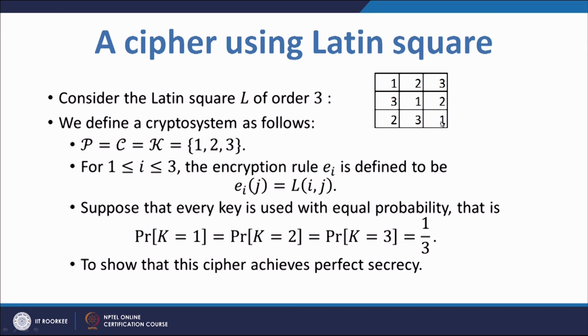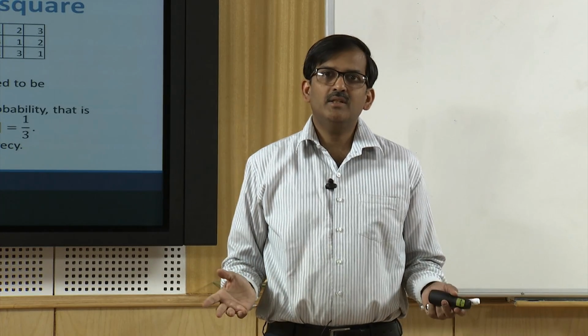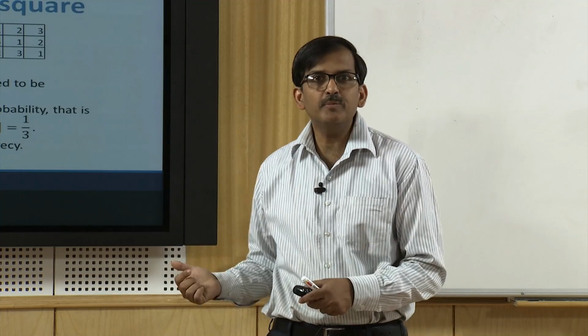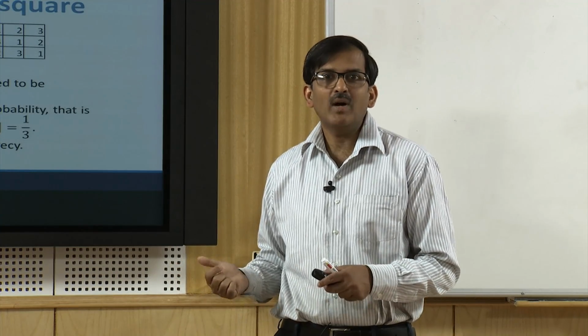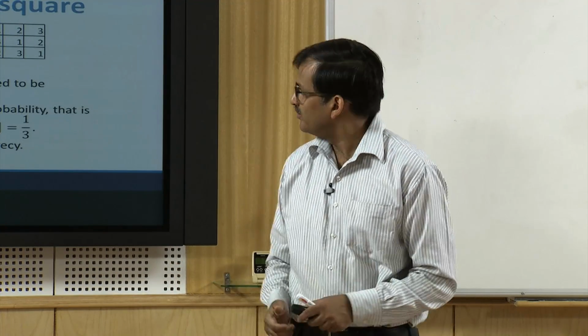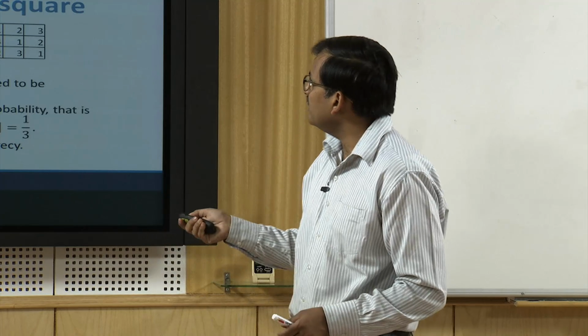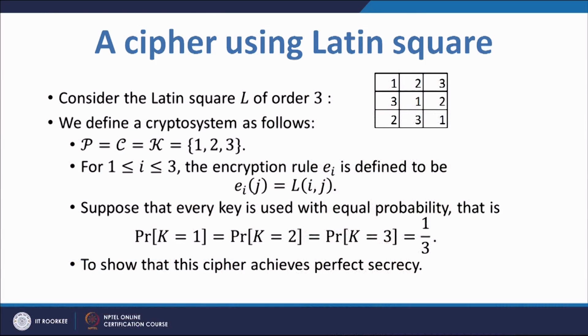Now, we can use a Latin square to construct a crypto system, and this crypto system is one such crypto system. Now, we take the P, C, K to be 1, 2 and 3, and the encryption is defined in this way.